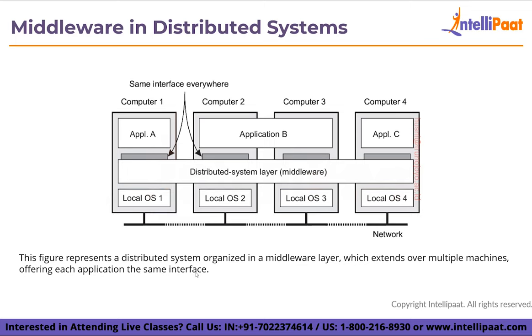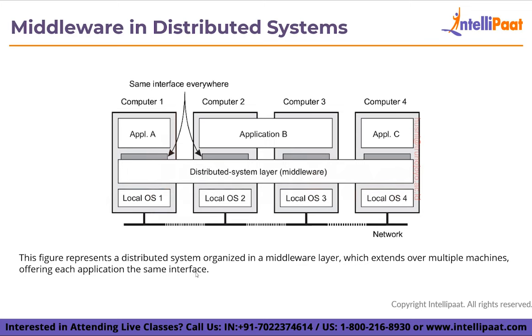At the same time, it hides as best and reasonably as possible the differences in hardware and operating systems from each application. So let's say a software engineer creates application A, some other set of software engineers create B, and some other set of engineers create application C. Now they have to take into account each node. That is, each node might have a different operating system. They might have different hardware configurations as well.